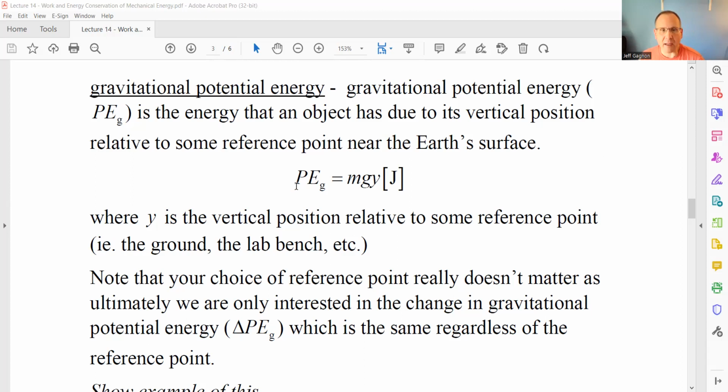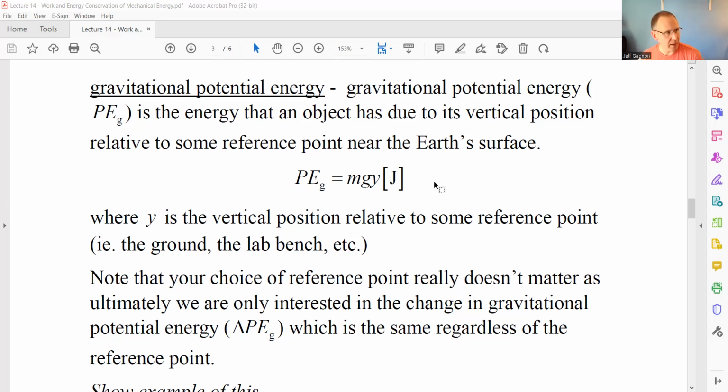Okay, so to calculate this gravitational potential energy, I'm denoting it by PE for potential energy, and the G just means gravitational potential energy. There's other types of potential energy, like spring potential energy. You could have potential energy due to charges. So there's different types of potential energy. We're going to focus just on gravitational potential energy. So to compute it, it's simply equal to the mass of the object times g, the acceleration due to gravity, 9.8, times y, where y is the vertical position relative to some reference point.